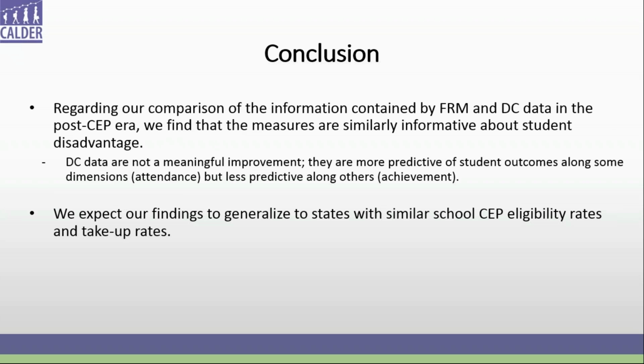DC and free meal data are similarly informative about student disadvantage. And there's a little bit of difference in the types of outcomes we use, but big picture across a lot of different ways of looking at it, I think that holds. And then something I won't elaborate on too much here, but I do think our findings should generalize pretty comfortably to a lot of settings, at least if there's similar eligibility rates for the community eligibility provision and similar take-up rates. And those are very easy numbers for states to calculate. And so I think states can get a very quick sense of how well these findings will generalize just based on that. If you're in a state with a much higher prevalence of the CEP, either in eligibility or take-up rates, then the results may be less likely to generalize.